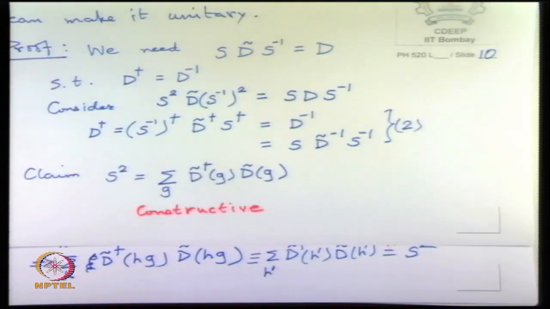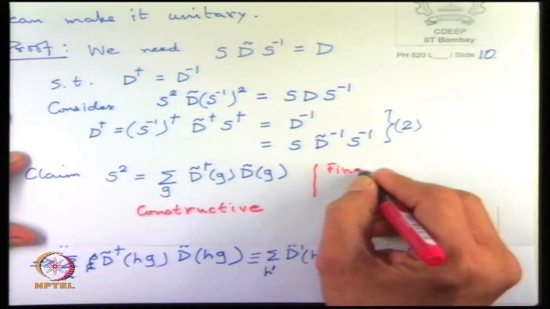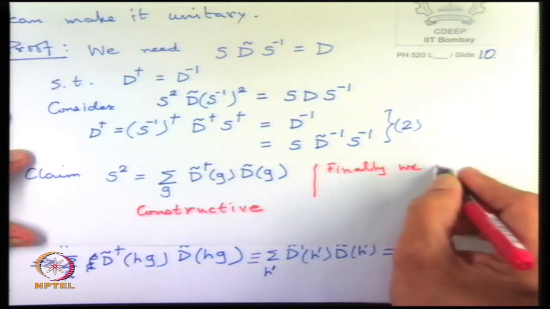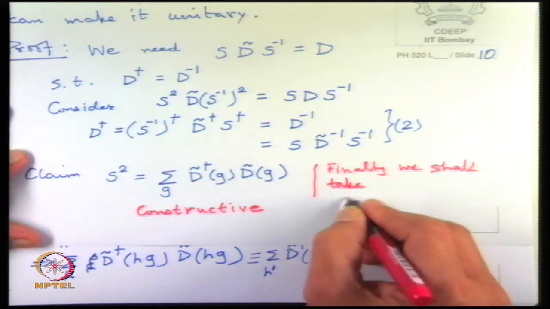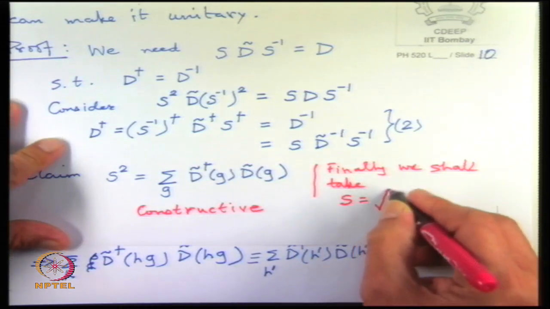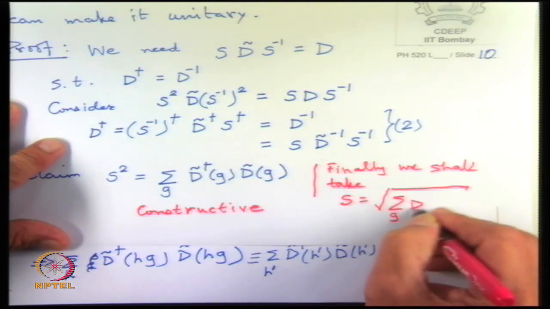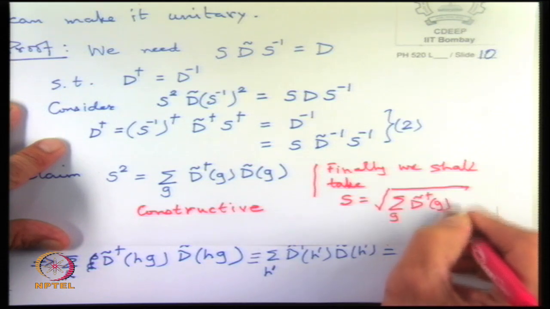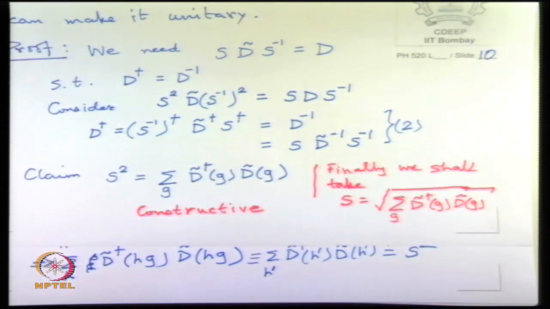So instead of writing a new transparency, I will just say here we shall take S equal to the square root matrix of, now since the matrix products D dagger D are all going to be positive.